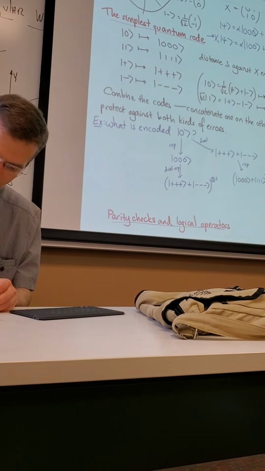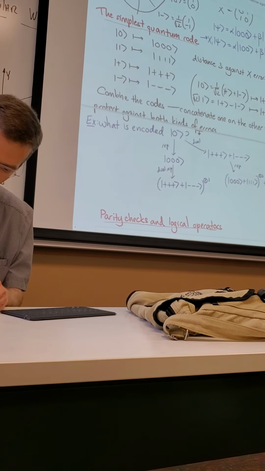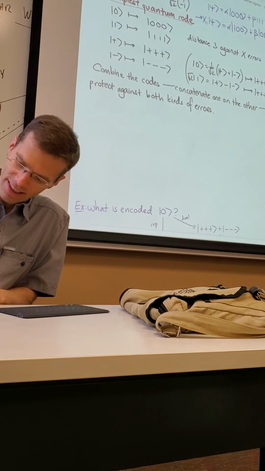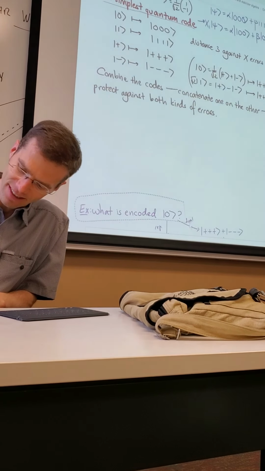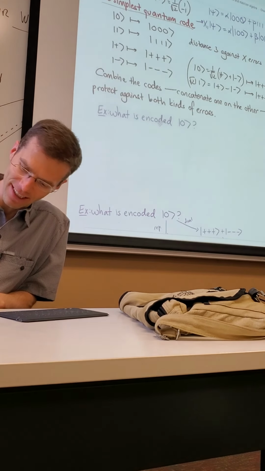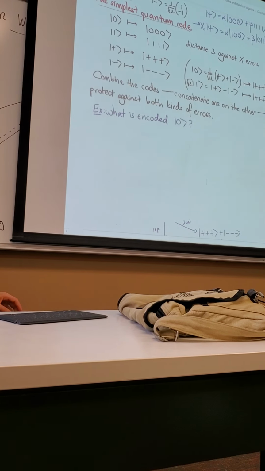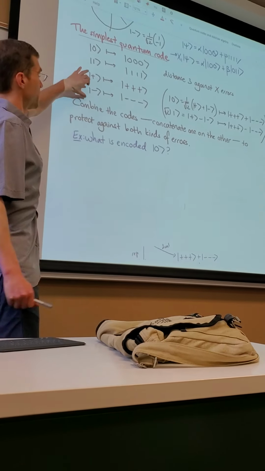Okay, so here's a simple exercise. What is encoded 0? Let's see if we can solve this. And the answer is down there if we get stuck. And again, it's not defined, right? Because it depends on which order you concatenate.